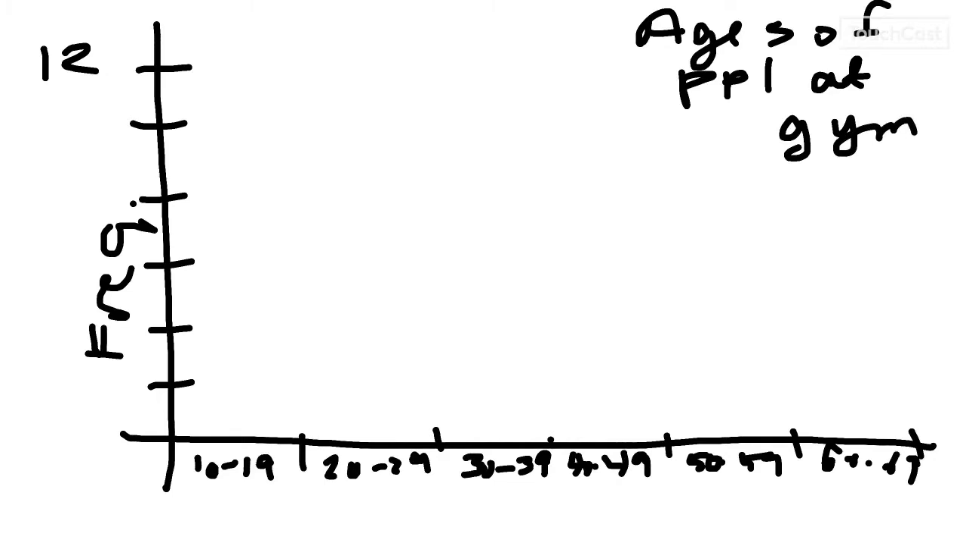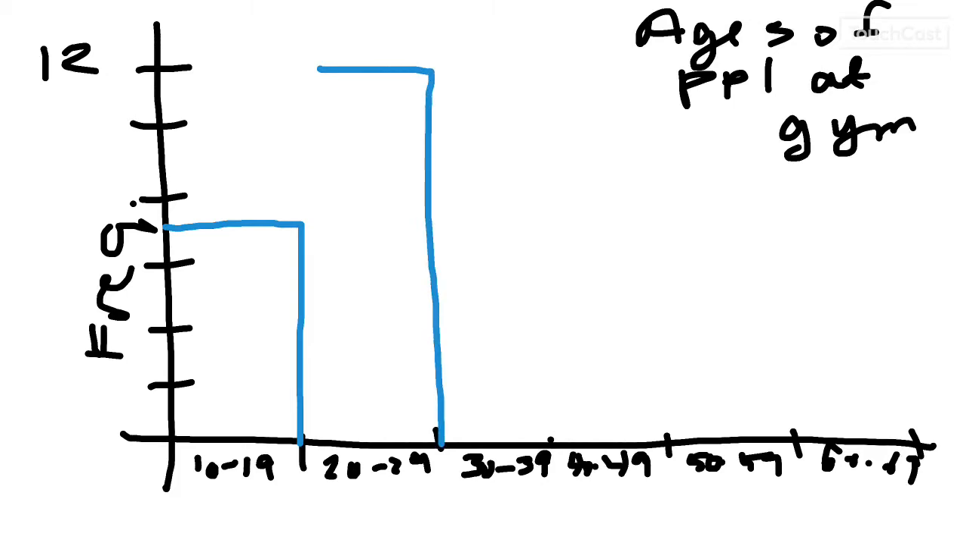I'm going to look up, and I find that for 10 to 19-year-olds, there are 7 people. So 2, 4, 6. I'm going to make another color here. So I make a bar that's 7 spaces high. For people from 20 to 29, there are 12 of them. So 2, 4, 6, 8, 10, 12. So I make this bar 12 spaces high. These 2 bars should bump up right next to each other.